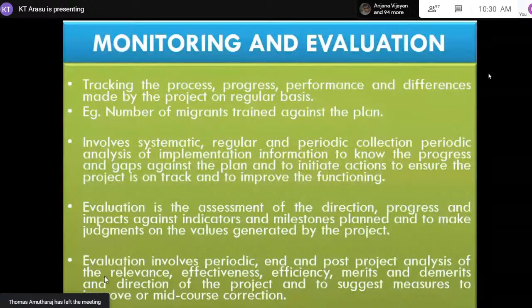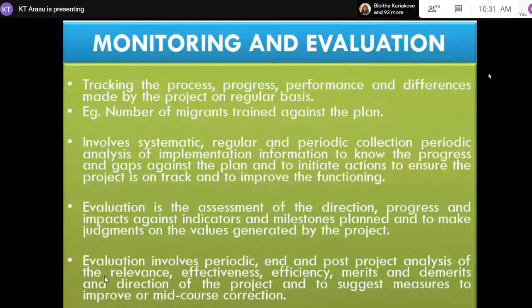And performance. We have certain performance indicators, performance standards, and you need to track against those standards. You need to spell that out very clearly. Tracking the performance standard, and the differences made, means the impact made, or the changes made by the project on a regular basis. It may be a daily basis, weekly basis, monthly basis, quarterly basis, every year. So that is the monitoring.